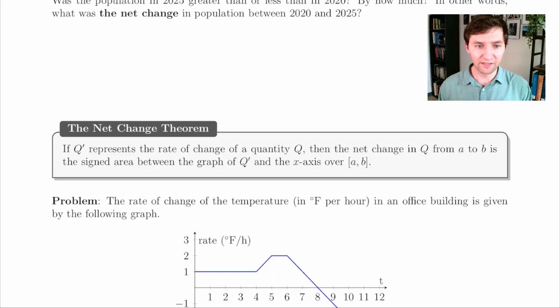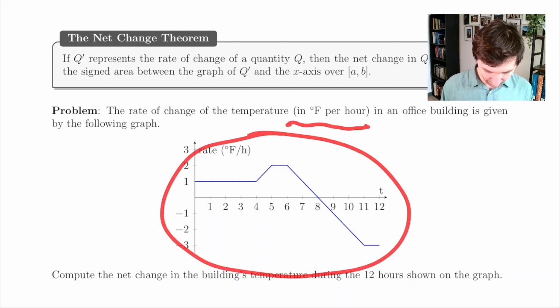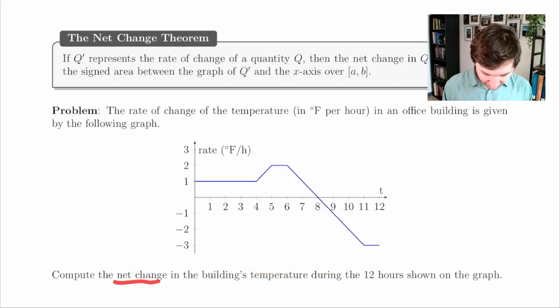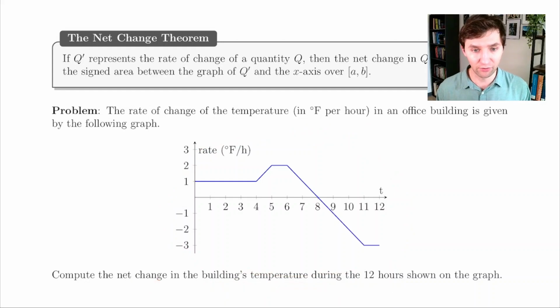Let's see if we understand this theorem by completing one more problem. This time, we're given the rate of change of the temperature in Fahrenheit per hour in an office building. We must compute the net change in the building's temperature during the 12 hours shown on the graph. If you would like to try this problem on your own, stop the video now.